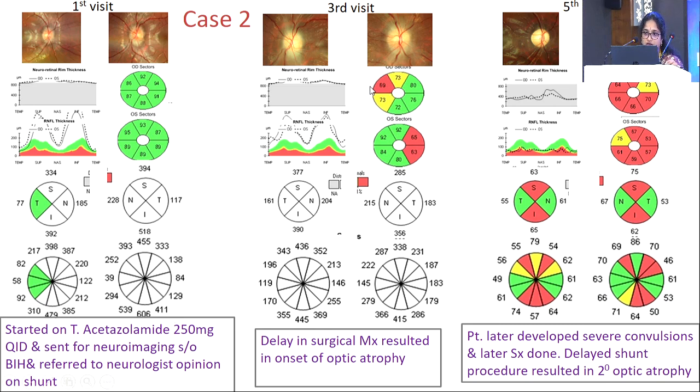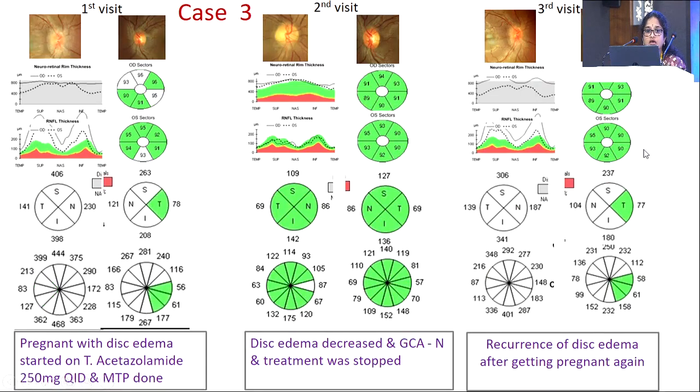This resulted in starting of optic atrophy, and later it was much delayed and the patient went into severe convulsions, and later surgery was done. Due to the delayed shunt procedure, secondary optic atrophy ensued in this patient, which can be seen in the fundus and also represented in the GCA.